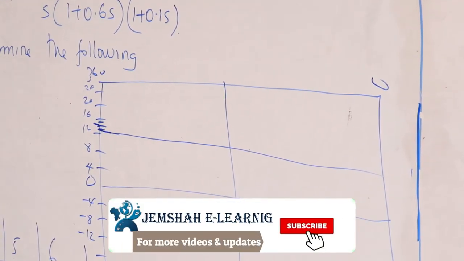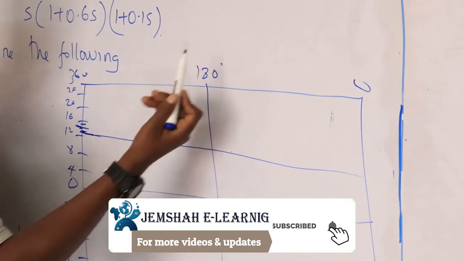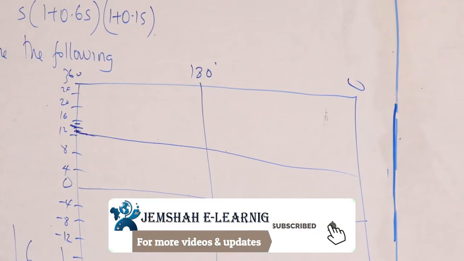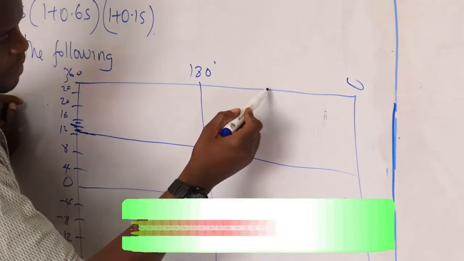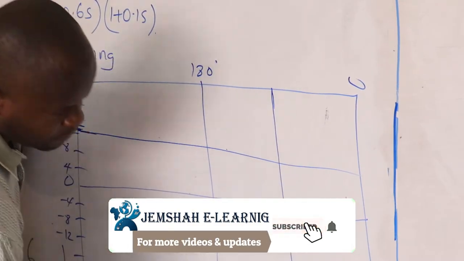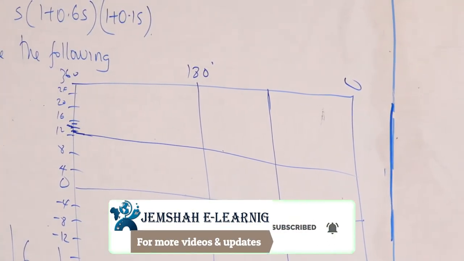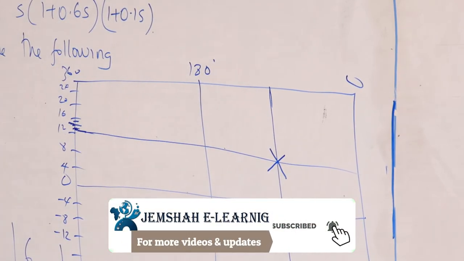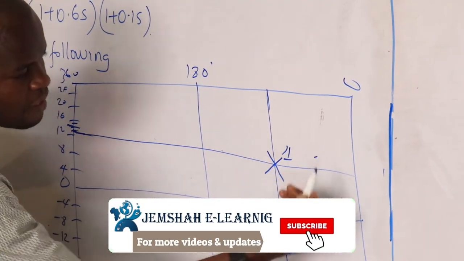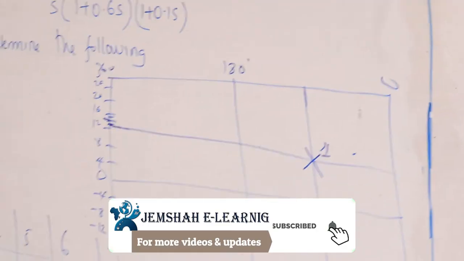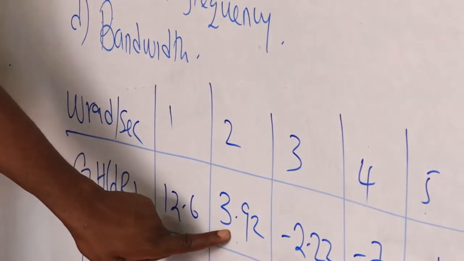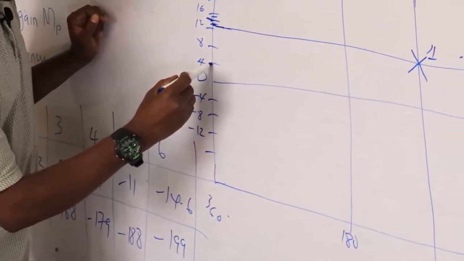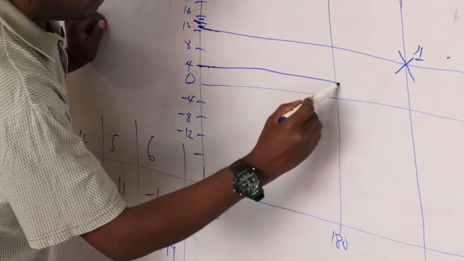Then you come to the angle, you look for where 127 is. Let's say 127 is around here, I'm just assuming. Then the point that you are looking at is this point. Then you write the corresponding frequency, which is 1 rad per second. That is the first point. You go to the second point, 3.92, which is approximately 4.